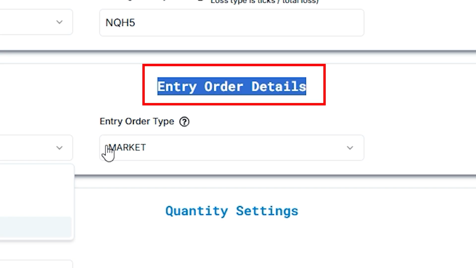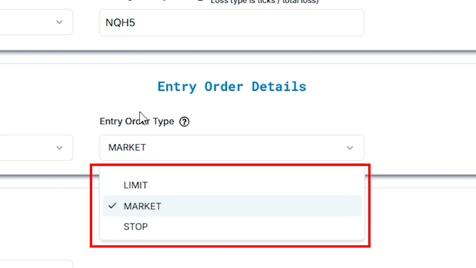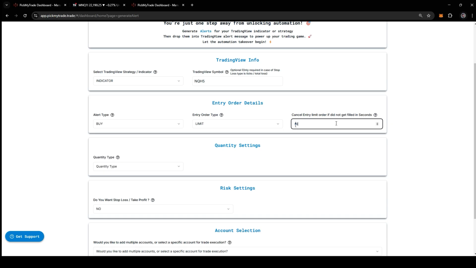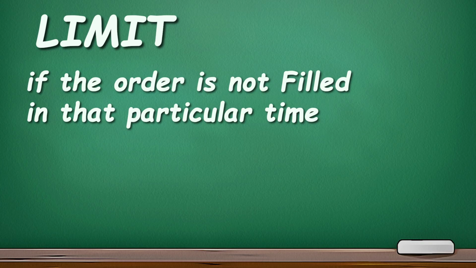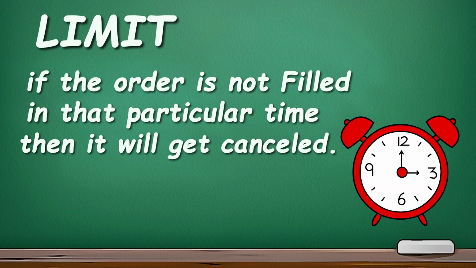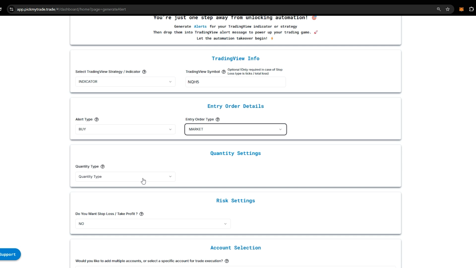Next is the entry order type. There are three types: limit order, market order, and stop order. In the case of limit, let's say I put here 10 seconds, and if it did not get filled in 10 seconds, it will get cancelled. And if you don't want to put anything, just put 0 or keep it blank. If the order is not filled in that particular time, then it will get cancelled. So now we will go with the market order.